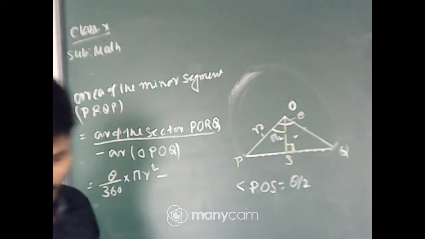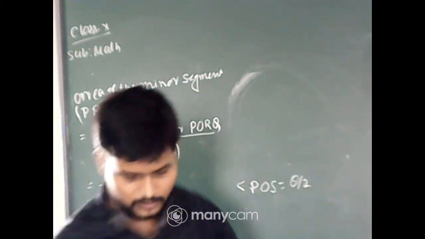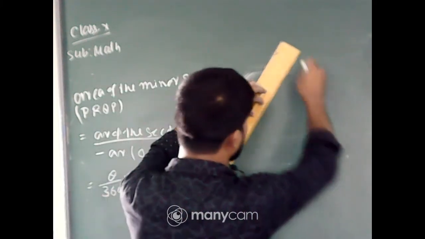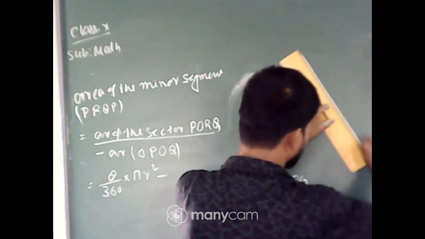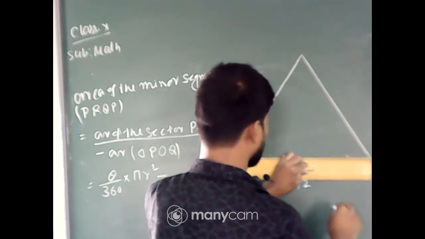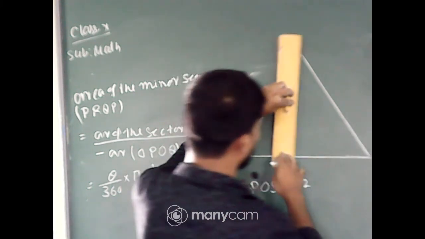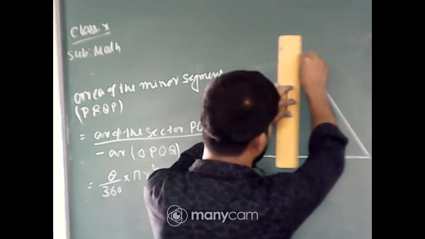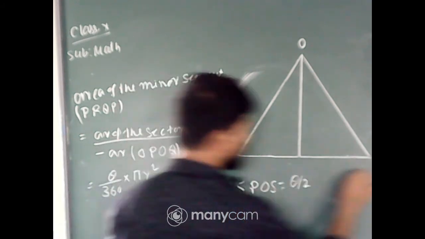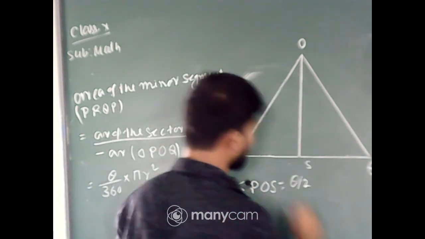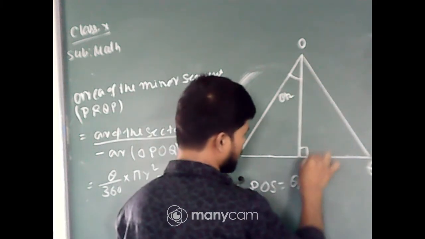The diagram is very small. Okay, I am drawing the same diagram by magnifying it so that you can easily understand it. Approximately like this. The diagram was like this. The names were: this was O, this was P, this was Q, and this is S, and this angle is theta by 2, and this is 90 degrees.